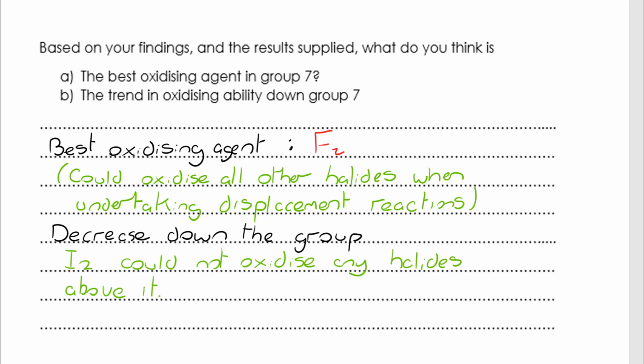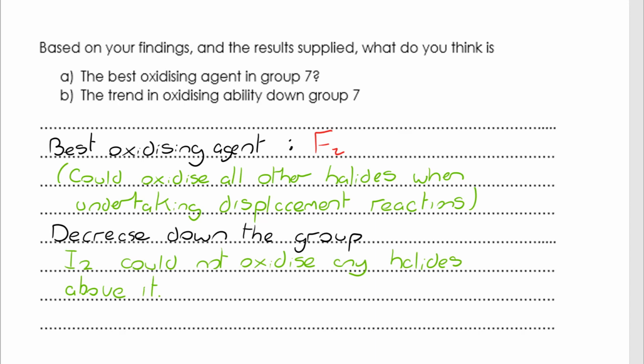We know that I2 could not oxidize any of the halides above it. And if you actually do a little tally chart of how many bromine can oxidize and how many chlorine can oxidize, you will see there is a very clear pattern. Oxidizing ability of the halogens decreases as you go down the group.